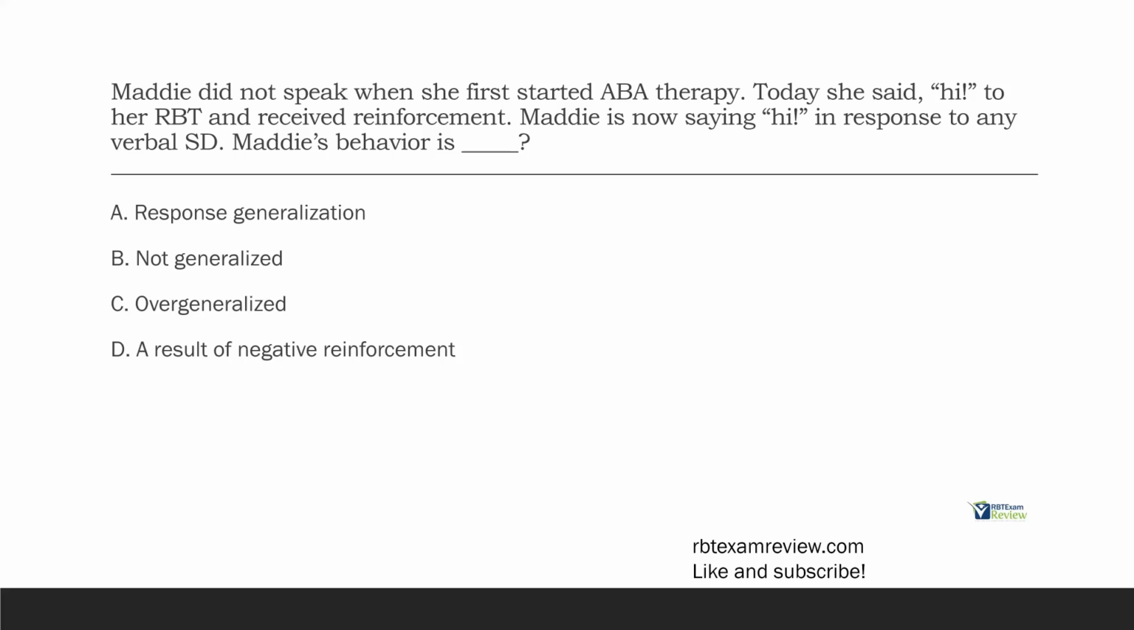The behavior is occurring when it shouldn't be. That's what we consider overgeneralization. The behavior is occurring too much and in scenarios where it shouldn't be. So in this case, we would go in, shape it, right? Teach discrimination, et cetera. No big deal. However, it is considered overgeneralization and needs to be addressed. And then D, a result of negative reinforcement. No, this was a result of positive reinforcement. She said hi, received reinforcement, positive reinforcement. Maddie saying hi in response to any verbal SD is C, overgeneralization.